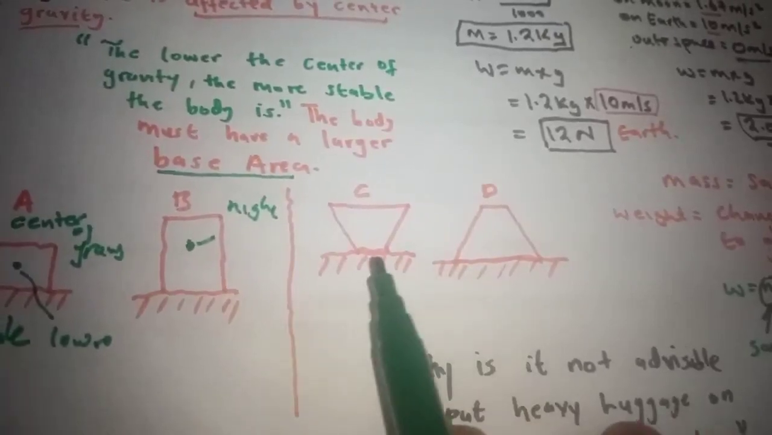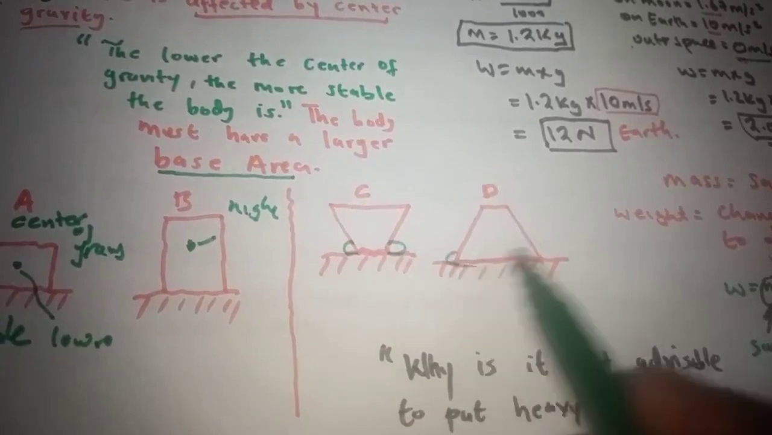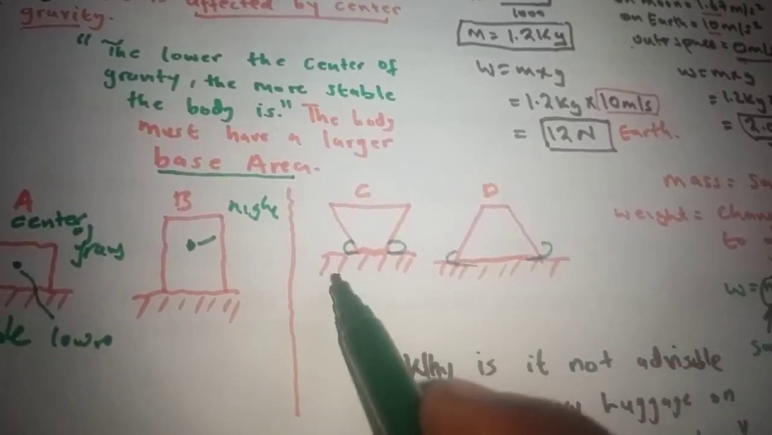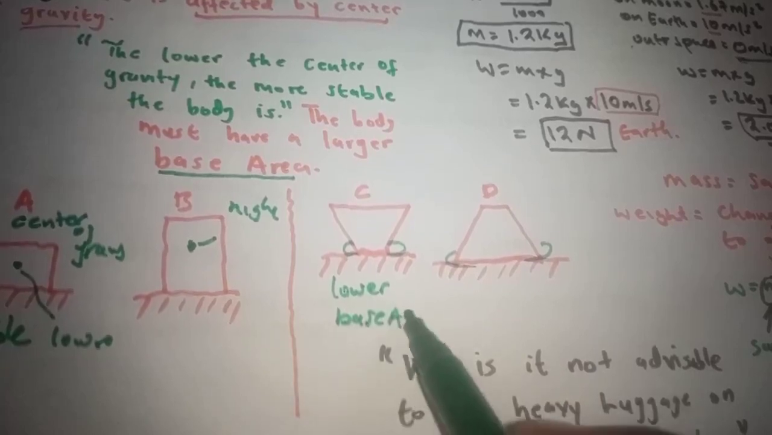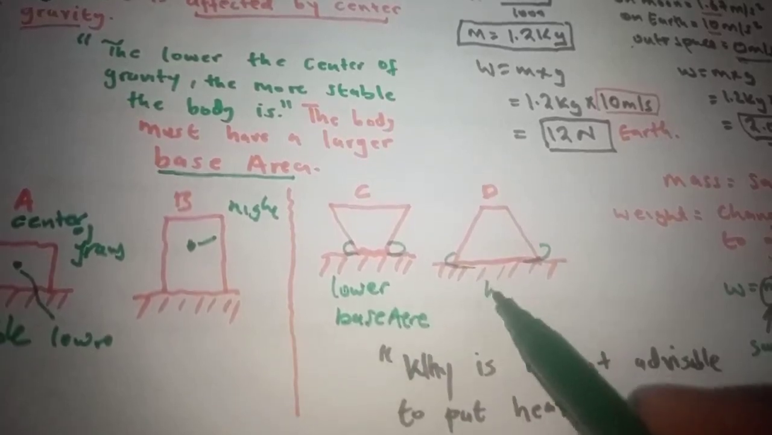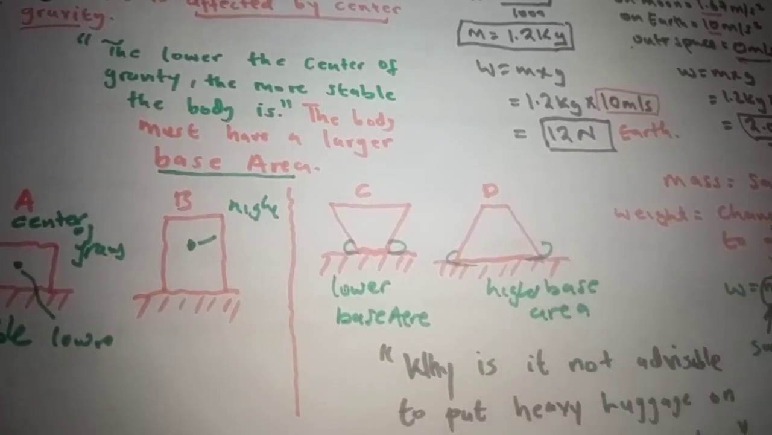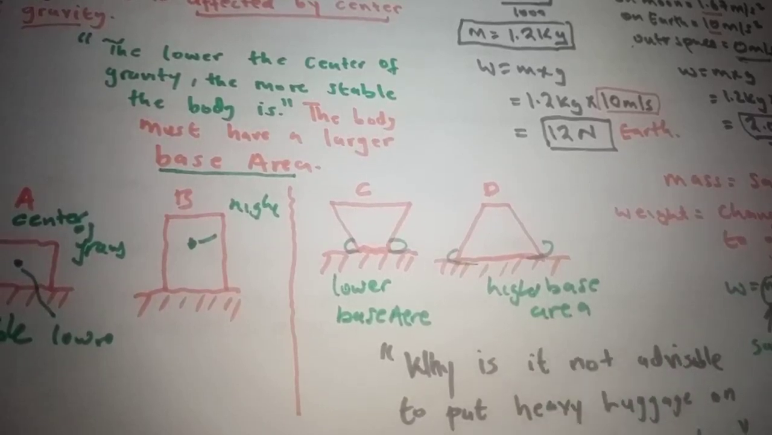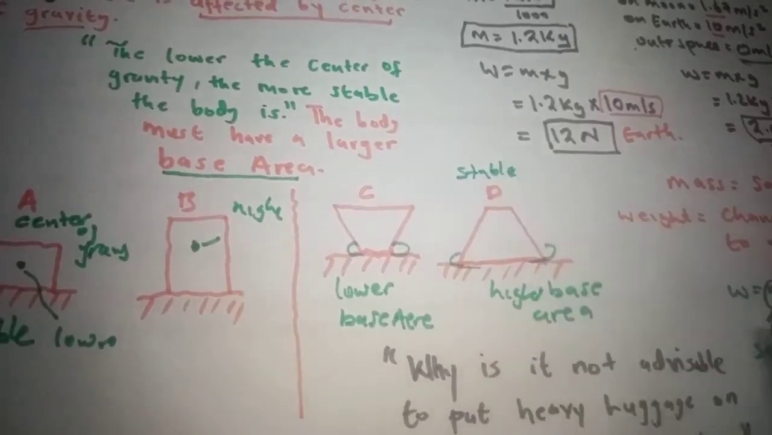Let's look at these two. Here we're comparing the base areas. This one has a lower base area, and here it has a higher base area. The higher the base area, the more stable. So this one is more stable.